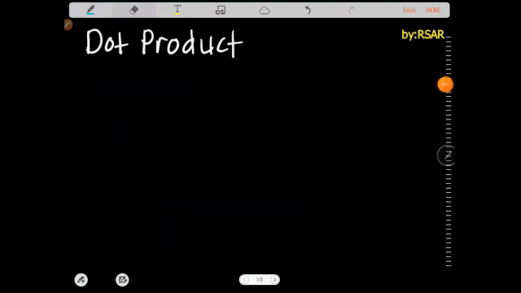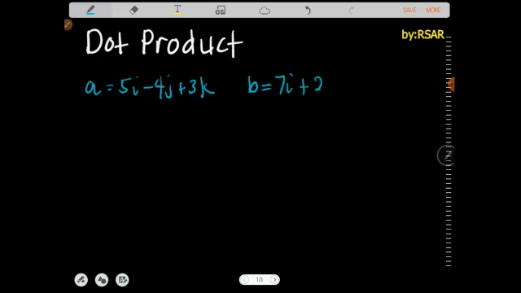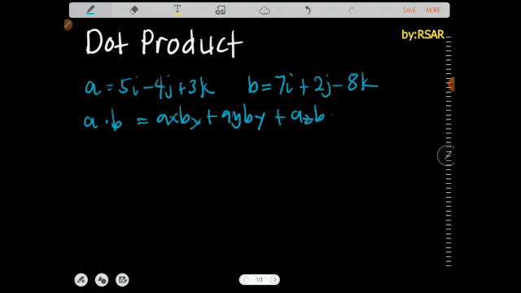Okay, another example. The vector A is equal to 5i minus 4j plus 3k, and the vector B is equal to 7i plus 2j minus 8k. Find the dot product of the two vectors, which is AxBx plus AyBy plus AzBz. So, substitute the values.